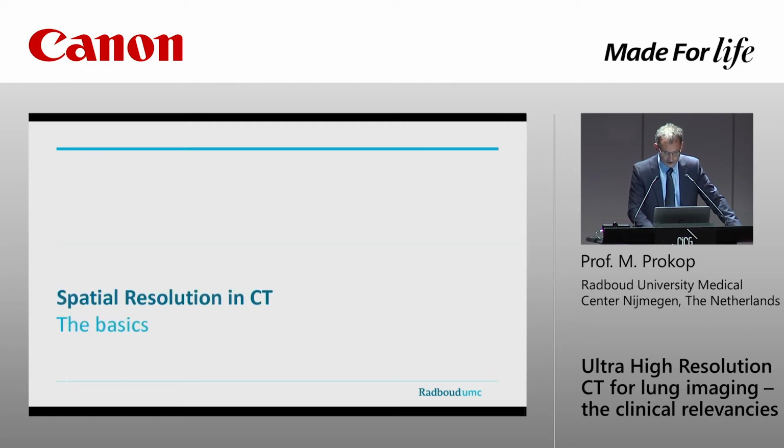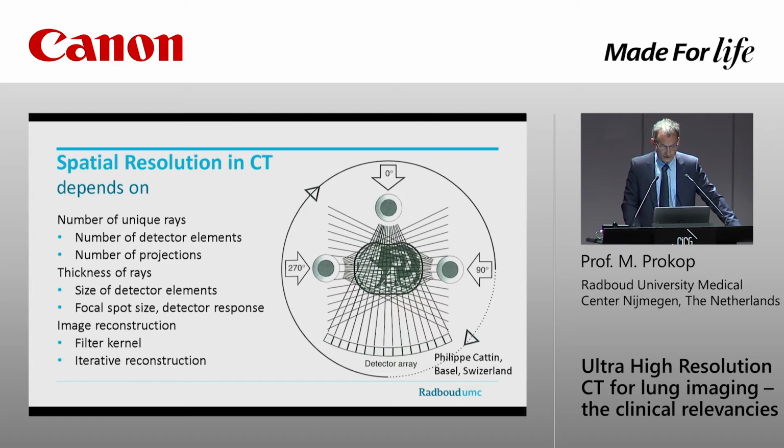Okay, now let's go to the basics of spatial resolution in CT. If you look at the resolution in CT, it depends on a couple of factors. Number one is the number of unique rays that we send through the patient. And actually we send a continuum through the patient and we make it into rays by putting a detector behind the patient. So the size of the detector elements defines the number of detector elements and the number of projections. The number of projections is actually the speed at which we are reading out our detector elements as the detector circles around the patient. The other thing is the thickness of the rays.